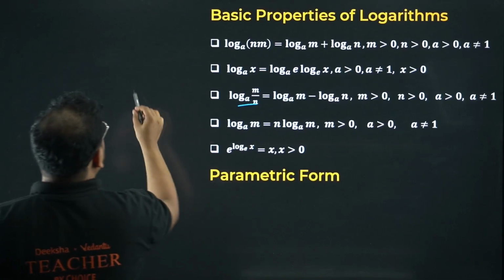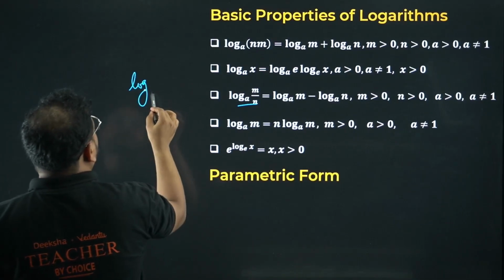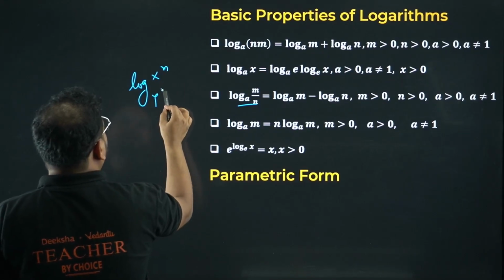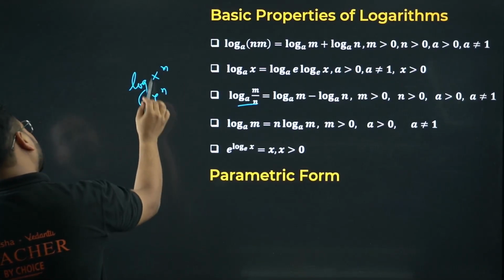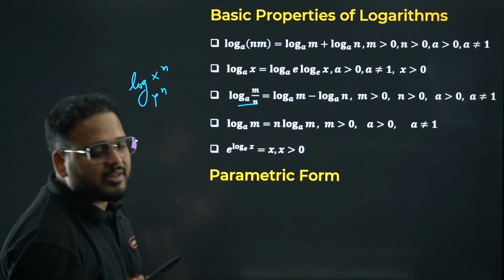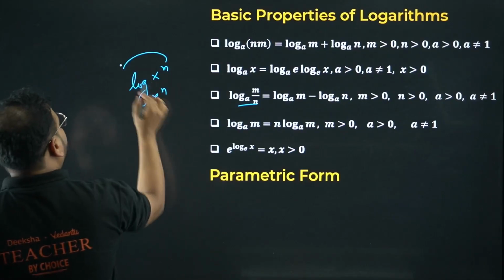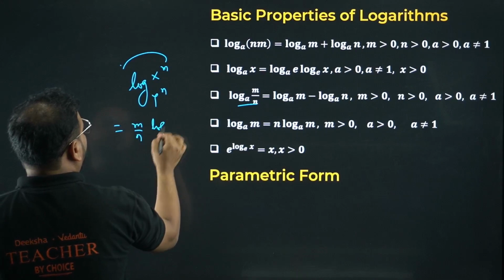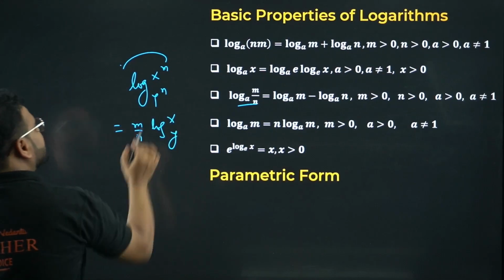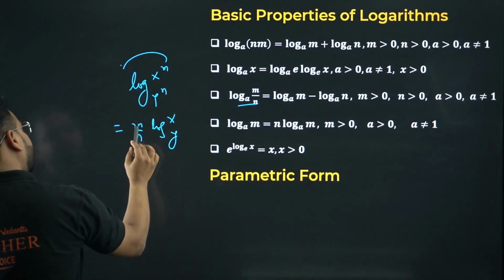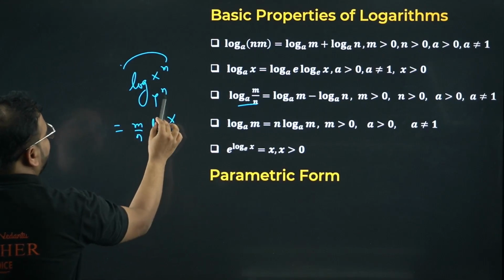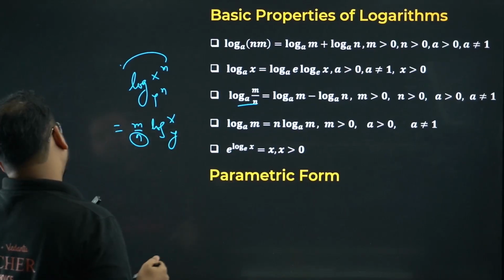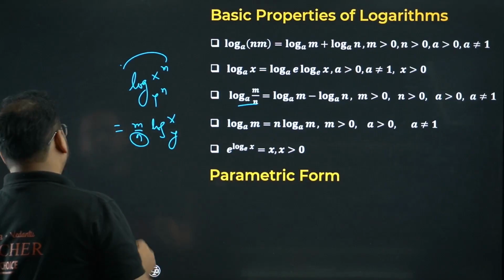Remember, if I have log of x power m with base y power n, meaning the base also has a power and the log value also has a power, what are you going to do? You take this m over here and it will also come. So the answer will become m upon n log of x with the base y. This m power will come as the coefficient in the numerator, and this n will come in the denominator. So m by n will come. Remember this property, very, very useful to us.